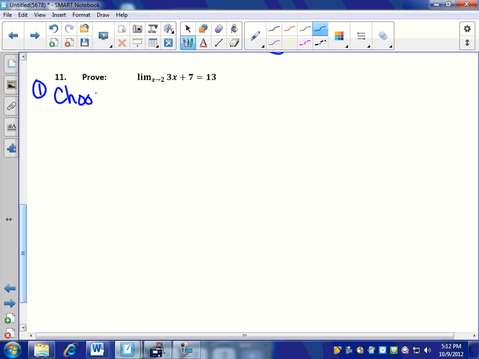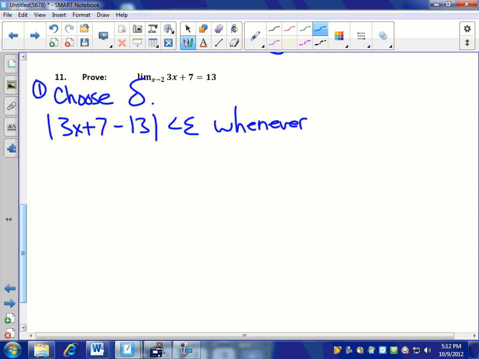First step is to choose delta. So we know that the absolute value of f of x, which is 3x plus 7, minus the limit, which is 13, must be less than epsilon whenever the absolute value of x minus, what is my a value? It is 2, is less than delta. So we're trying to find a delta that will satisfy that for every epsilon.